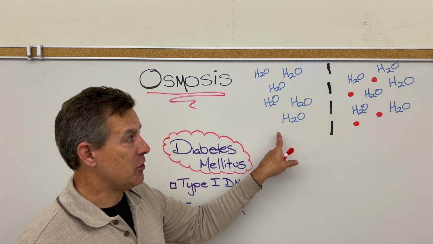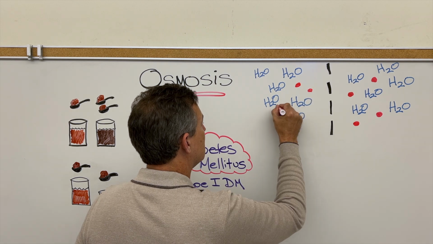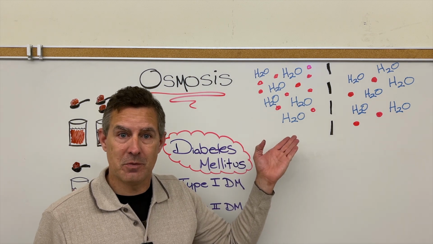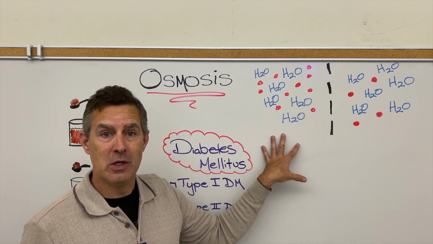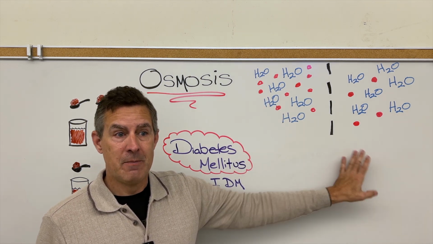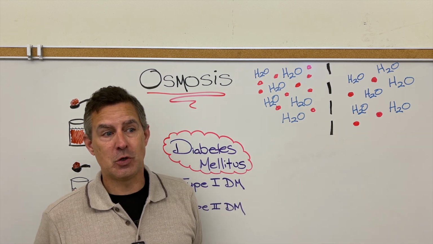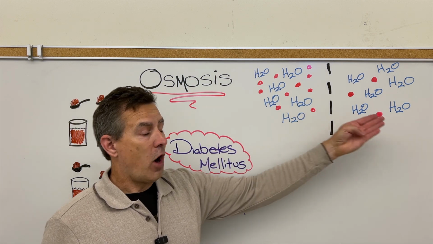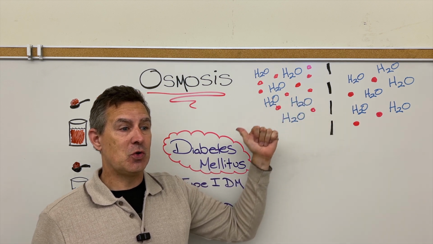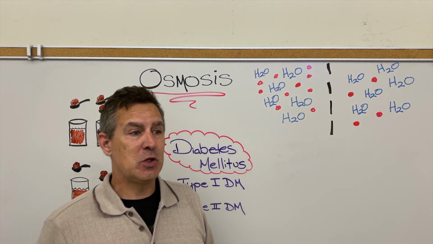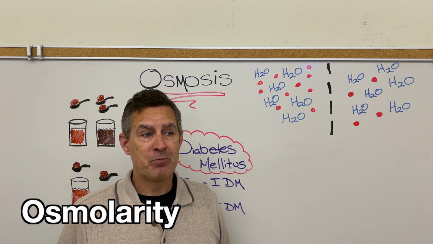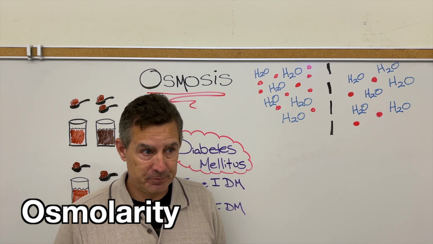So if we add more solutes to this side, okay, I don't know how many solutes I've drawn here. I'm not going to count them because that would take time, but I hope we can all agree that there's more red solutes on the left side now than on the right. There's still the same amount of water molecules. You could think of it as the same volume of water. Water is now going to proceed from the right to the left because there's a higher solute concentration over here. So this goes back to understanding concentrations and osmolarity. Osmolarity is the measurement of the solute concentration in solution.